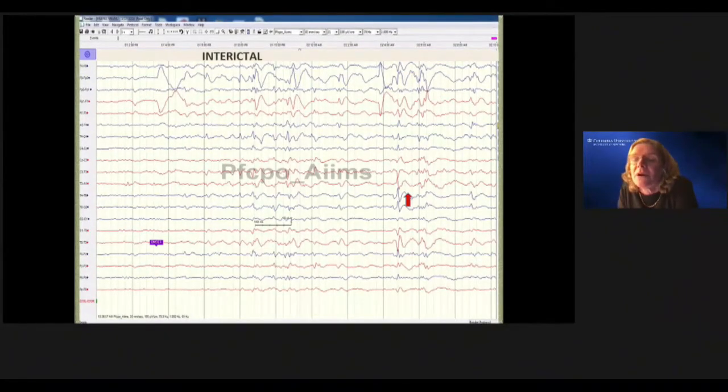I concur that the semiology is suggestive of temporal lobe. The aphasia would, of course, lateralize to the left, and we're starting to see that with the interictal EEG as well.